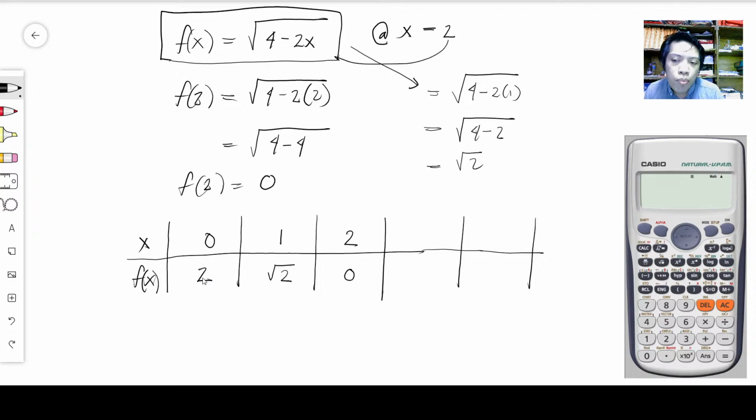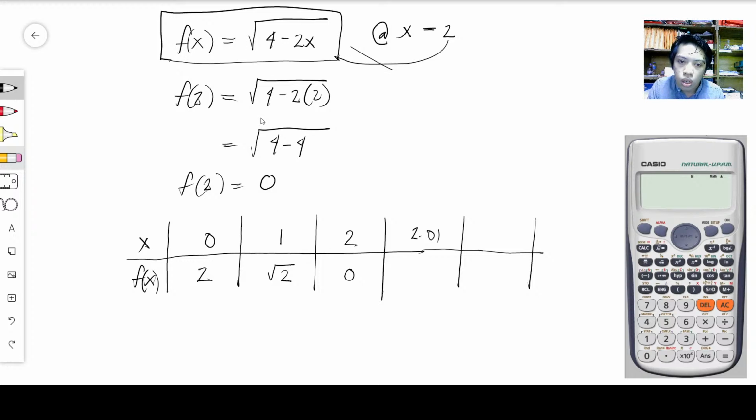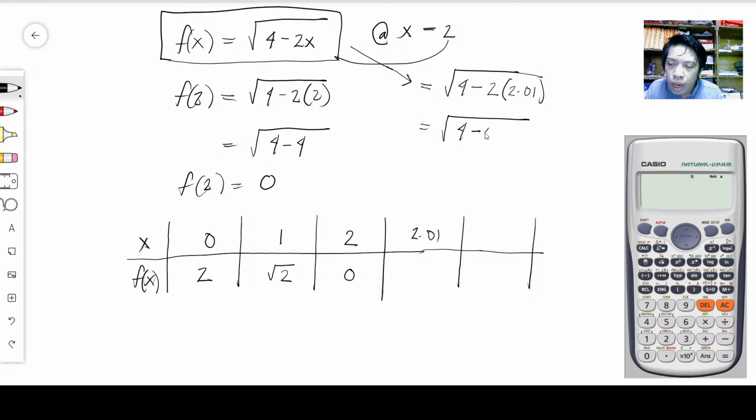Okay. Now, what will happen if we substitute a number just to the right of 2? Even just a small amount, just to the right of 2. So, for example, 2.01. What will happen if we substitute it to the equation? So this is equal to the square root of 4 minus 2 times 2.01. So this is equal to the square root of 4 minus 4.02.